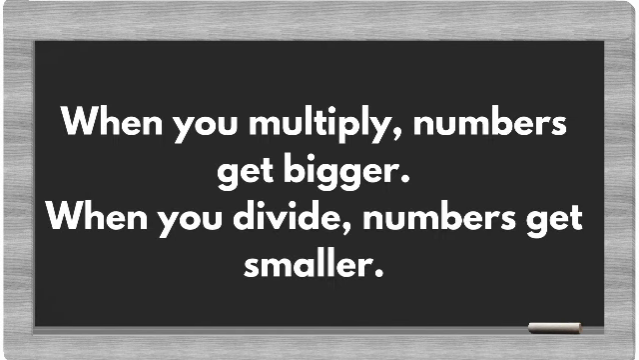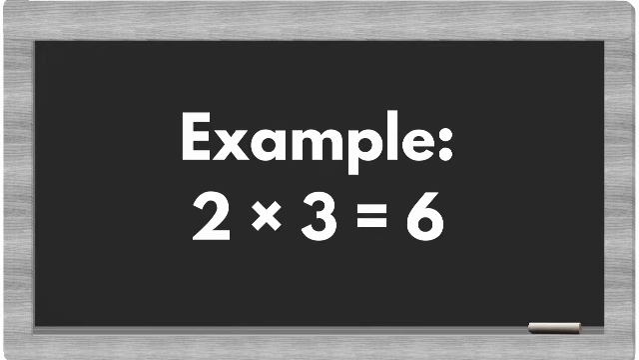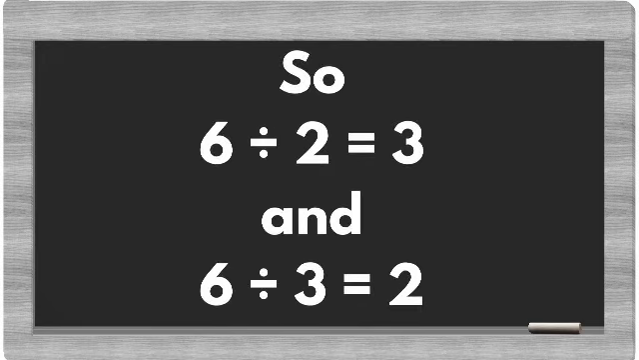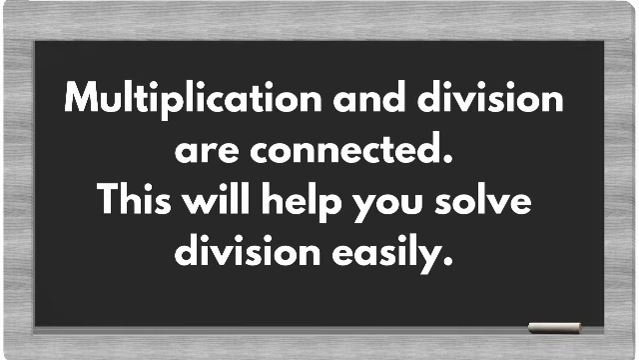When you multiply, numbers get bigger. When you divide, numbers get smaller. Example: 2 times 3 equals 6. So, 6 divided by 2 equals 3. And, 6 divided by 3 equals 2. Multiplication and division are connected. This will help you solve division easily.